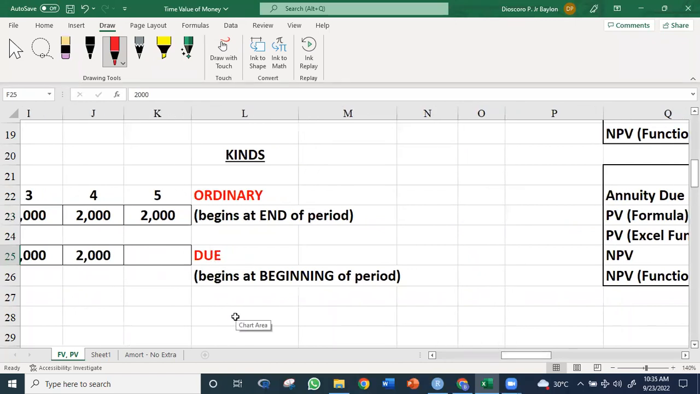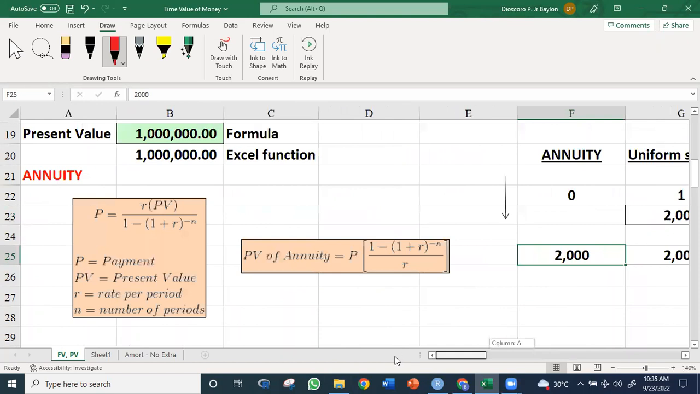Annuity due begins at the beginning of the period. Okay, so you have here some pretty tough formula. Here you can see P. This is the formula to get the P, the annuity. P is the payment. That's what we're looking for. And PV here is the present value. R is the rate. And N is the number of periods. So we'll deal with this in a while.